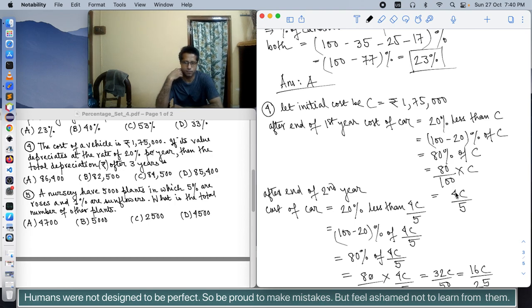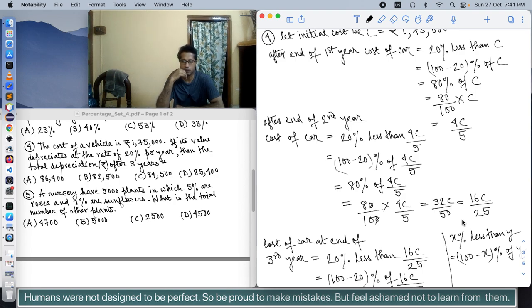Fine. So after the end of the first year, the cost will be 20% less than C, which is 100 minus 20% of C, which is 80% of C, which is 80 by 100 multiplied by C, which after simplification is 4C by 5.